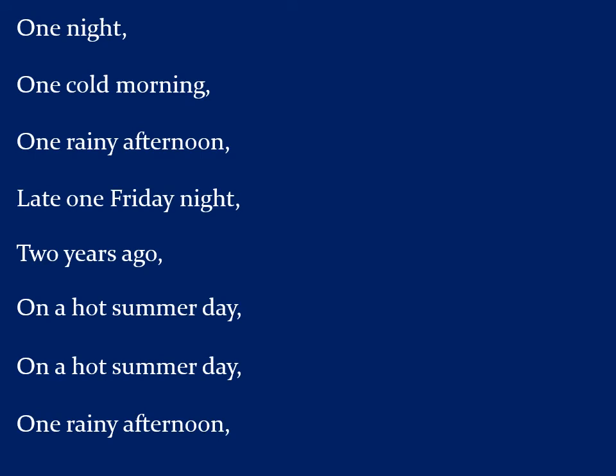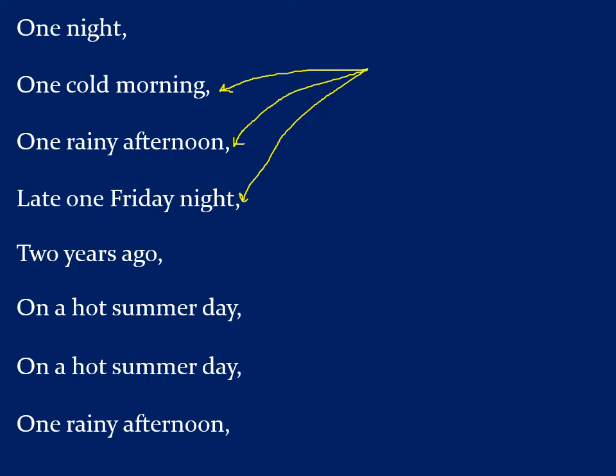So you might be thinking, how can I start? Well, there are very simple ways like using words like one or on, like one night, one cold morning, one rainy afternoon, late one Friday night. Or you can use ago, like 2 years ago, or on a hot summer day, or one rainy afternoon. And you'll notice that all of these have a comma. So this is something to remember. It's going to come up in our daily edits also. Okay, when you start a sentence talking about time, we usually use a comma. So you can use anything like this.